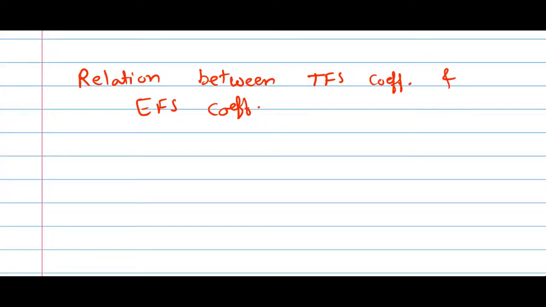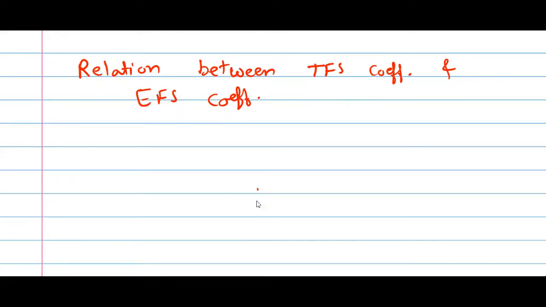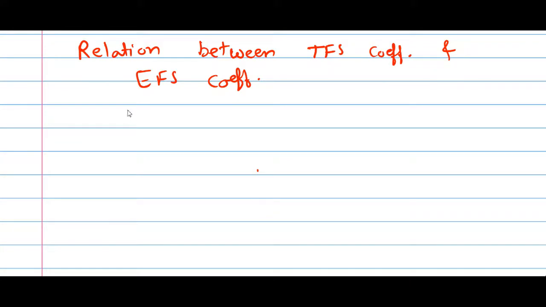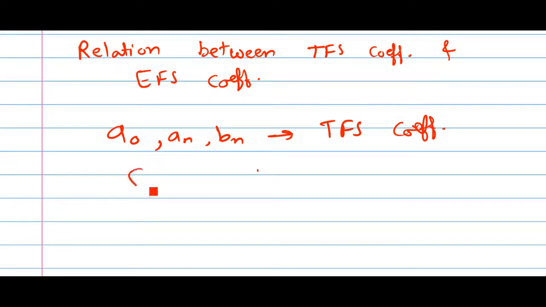The point is the relation between trigonometric Fourier series coefficients and exponential Fourier series coefficients. Now, which are the trigonometric Fourier series coefficients? A0, An, Bn. These are trigonometric Fourier series coefficients. And which are the exponential Fourier series coefficients? C0, Cn are exponential Fourier series coefficients. So we have to find out the relation between exponential Fourier series coefficients and trigonometric Fourier series coefficients.